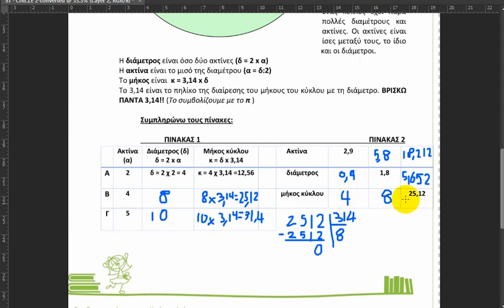Actually, you know what? We didn't even have to do all that. We could have been just a little smarter about it and said, oh, look at that. We got the same circumference as here. That means that these are the same as well. We didn't even have to go through all that.